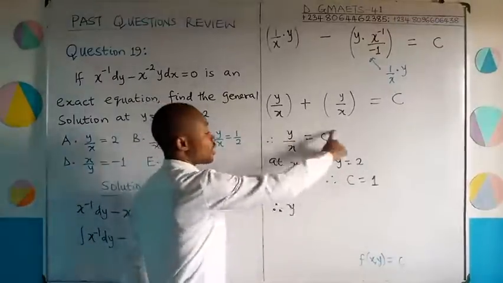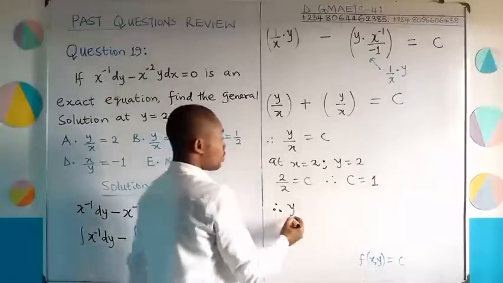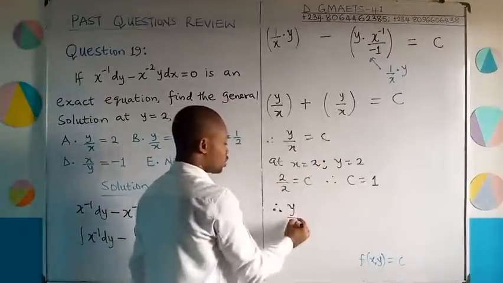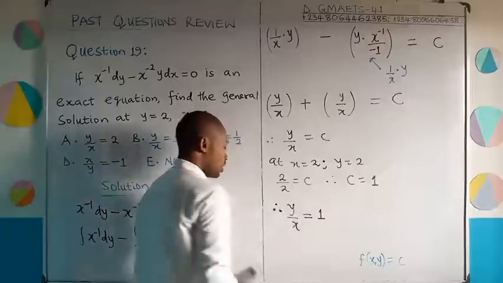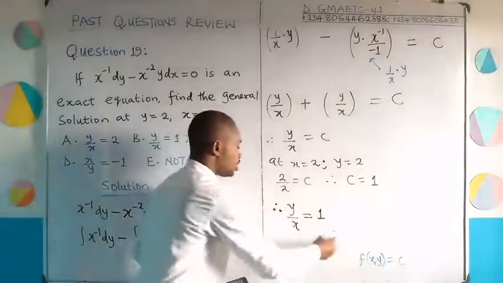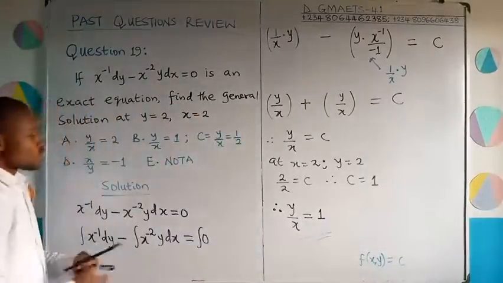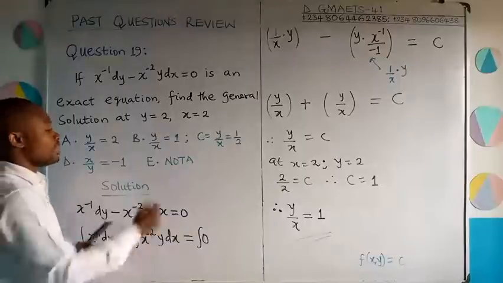This is the general solution, okay? Now, the particular solution will come to this, substituting for our constant of integration there, which is 1. And of course, this is the answer to this problem. So that goes with option B.